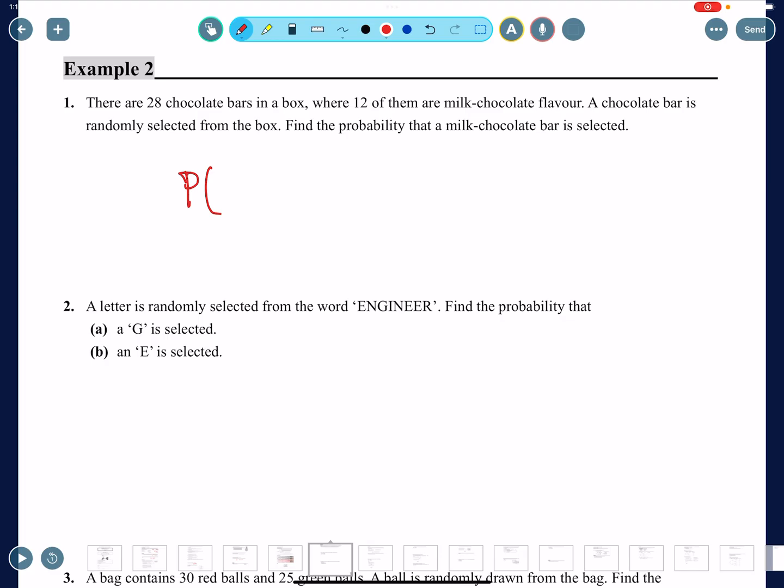So you can write this P bracket milk chocolate. So this is the notation or shortcut way of writing probability of milk chocolate. Then there are 12 favorable to you out of 28. So you just have to simplify this fraction. We usually have our answers in fraction. So 12 divided by 28 in fraction is 3 out of 7. So that's the final answer.